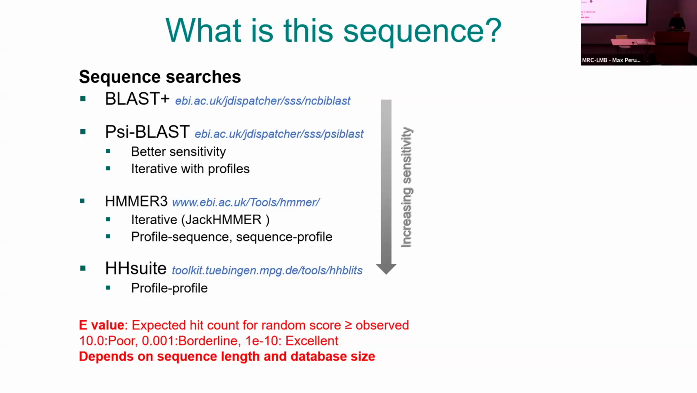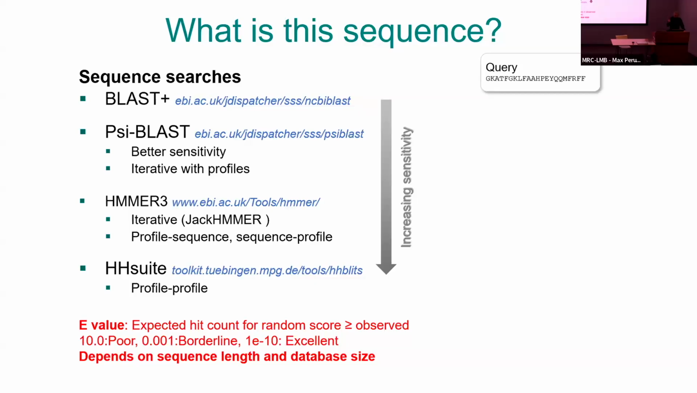Now, what HMMER offers is the ability to search with profiles. And by a profile, I mean an alignment of sequences. And an alignment of sequences actually contains more information than a single sequence. And HH-suite is interesting because it allows you to search profiles against profiles. And a profile may be something like an alignment of a protein domain or a specific protein ortholog family. So we've got many options of increasing sensitivity.